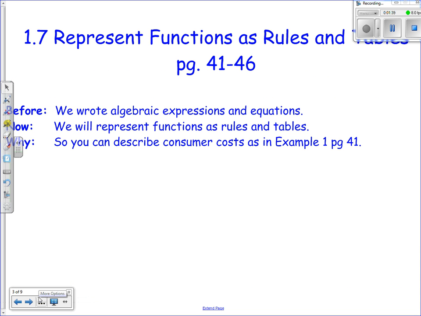So our goal today is to represent functions as rules and tables. Tomorrow we'll bring in graphing, but today we're going to focus on writing rules. Rules are another word for equations, and making tables.